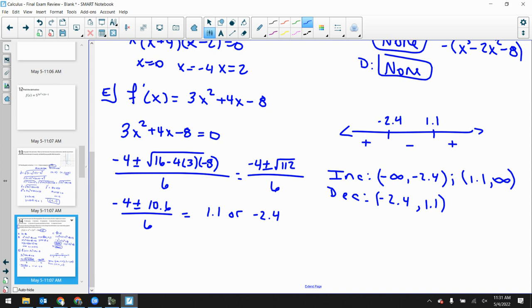Letter F says to find the maximum or minimum values, the extreme values. We've really done all the work for it, so let's just state it in the end.